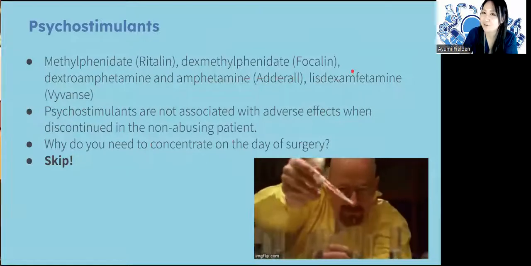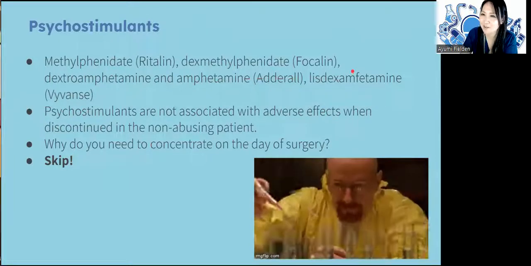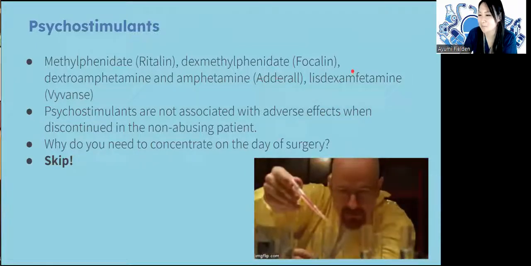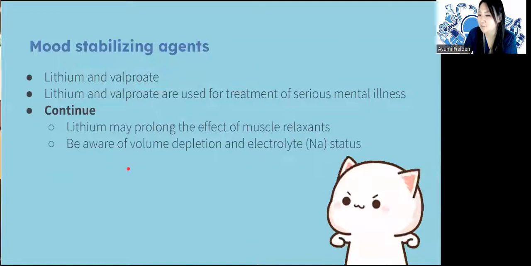What do they need to concentrate on after waking up from surgery? They need to do math? No, they don't, right? So stop. They don't need to take that medication. They can continue after the surgery.